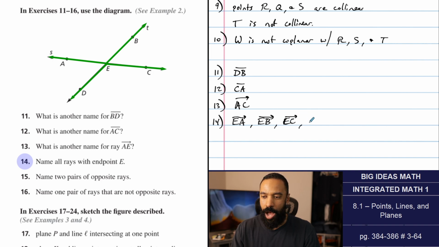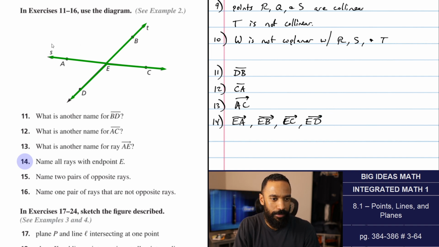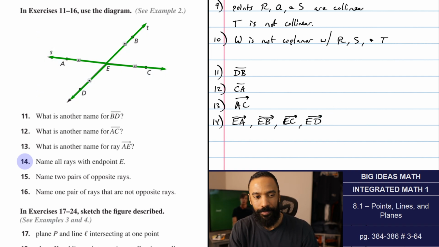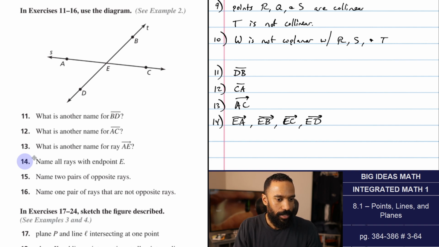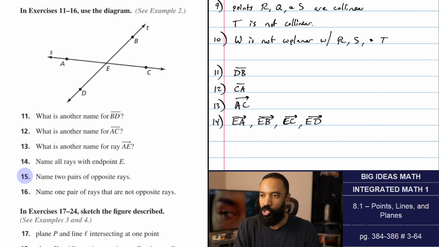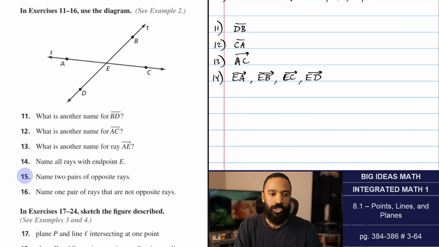And I know they were referring to opposite rays before, so we do have opposite. Actually, that might be a question on here. Oh, here we go. Number 15. Name two pairs of opposite rays. So opposite rays are ones that are opposite each other. EB and ED are opposite rays.